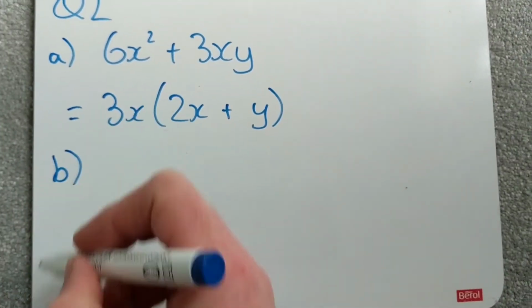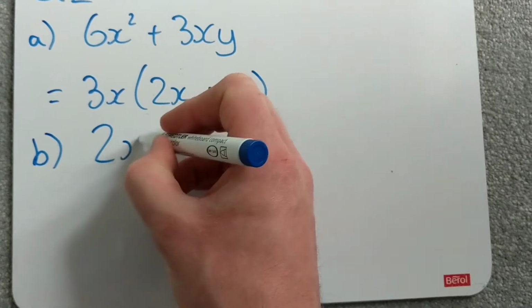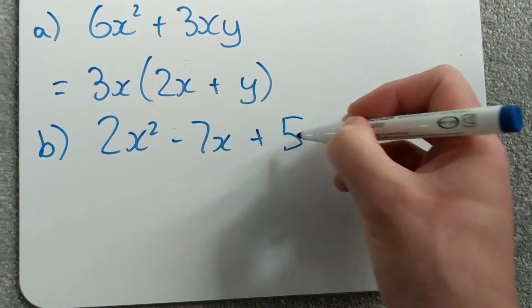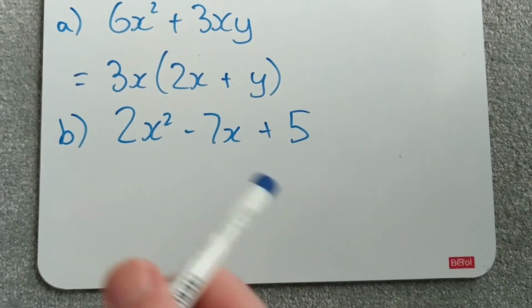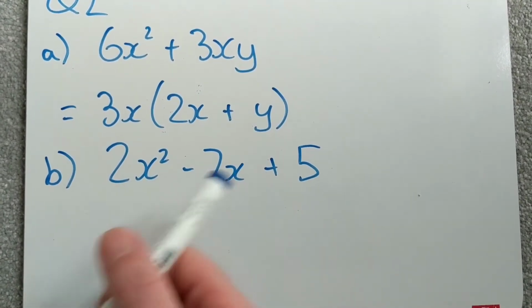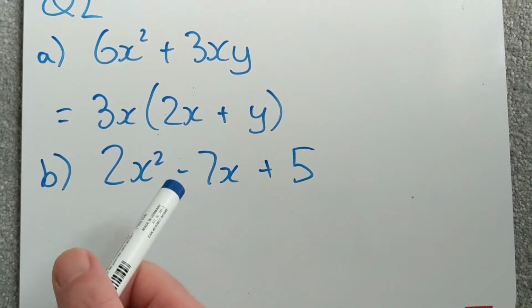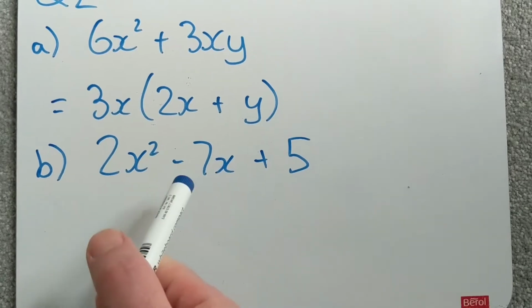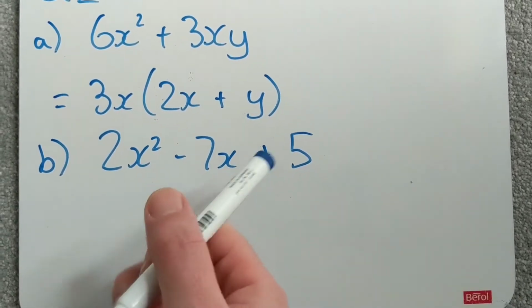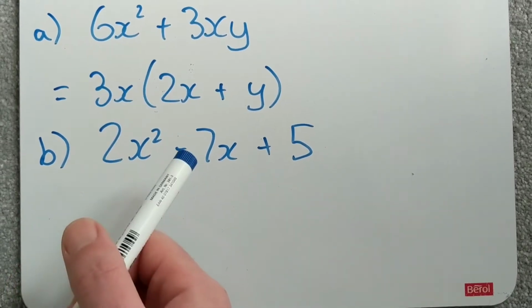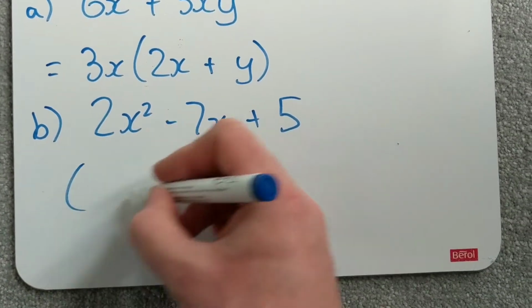Part B, you've got 2x² − 7x + 5. So, checking it out, is there a common factor? No, because 2, 7 and 5 have no number that goes into each. x is in those terms, but not in that one, so there's no common factor. Is there a difference of 2 squares? So are there 2 squares with a subtract in the middle, like x² − 9? No. So we're left with a trinomial.